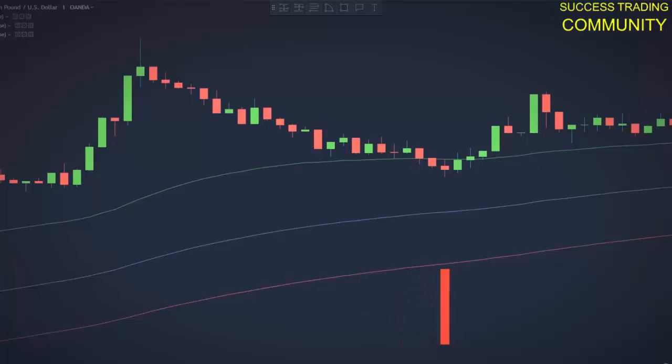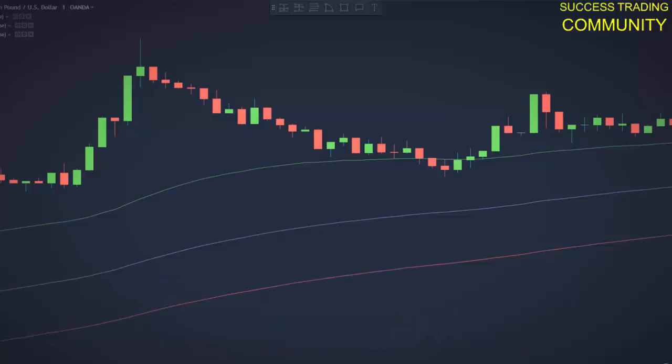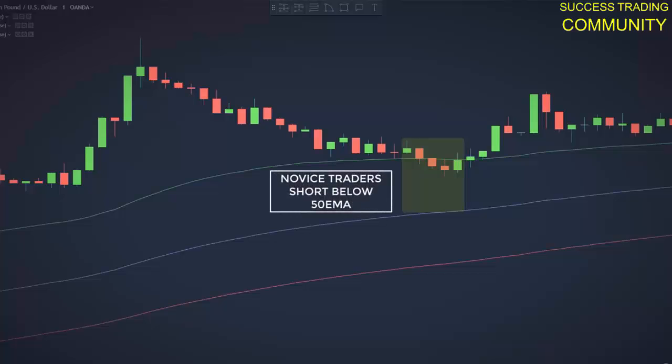So what's the psychology behind this trading technique? We try to take advantage of novice traders shorting the market below the 50 EMA. Think about it, we are practically waiting for the price to close below the 50 EMA. But other traders, when they see the price closing below the 50 EMA, immediately short the market. They don't care about the general trend. They see the price below the 50 EMA and enter short.